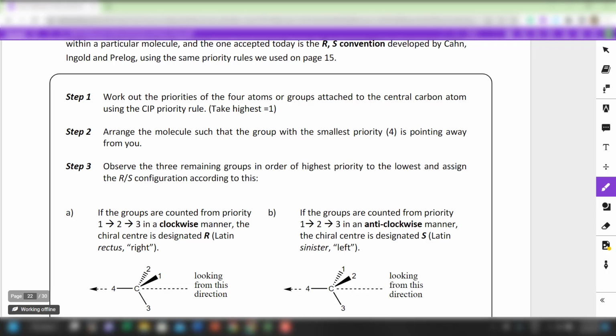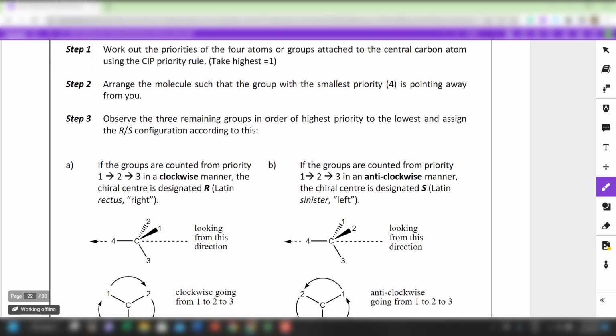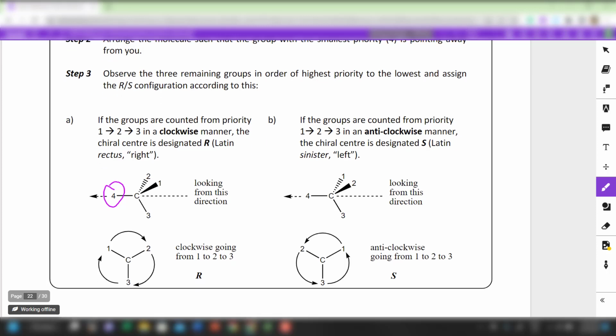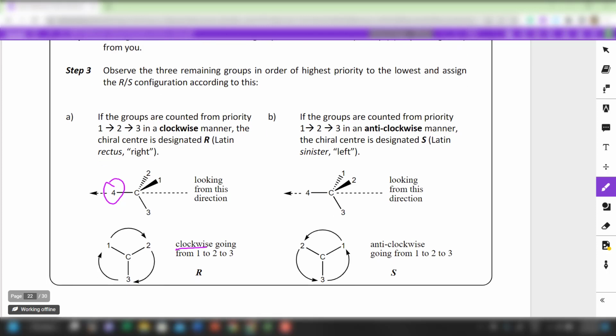Then once we do that, we will put the group with the lowest priority away from our eyes. So for example, in this case, the group with the lowest priority will be put behind, and then we'll look at the groups with priority 1, 2, and 3. If we go from 1 to 2 to 3 in a clockwise fashion, we will designate the chiral center as taking on an R configuration. If it's anti-clockwise, it will take on an S configuration. So something along those lines.